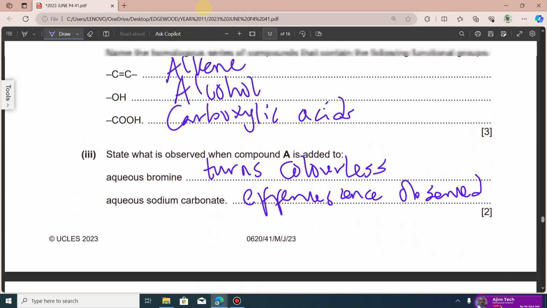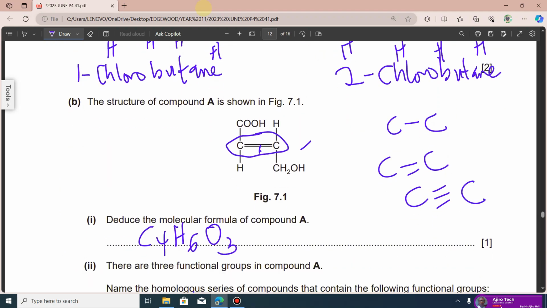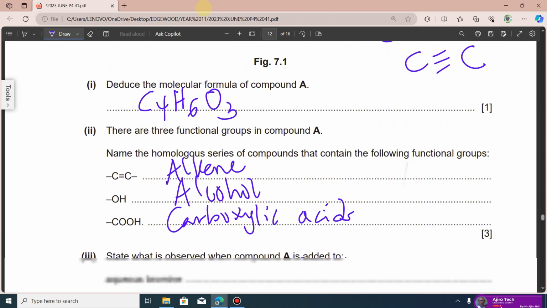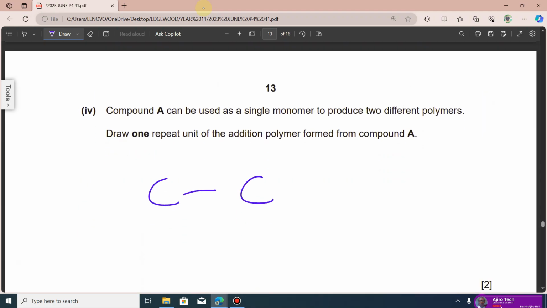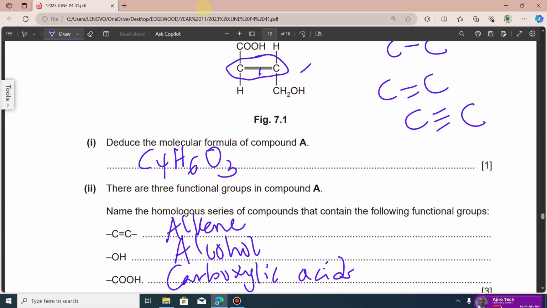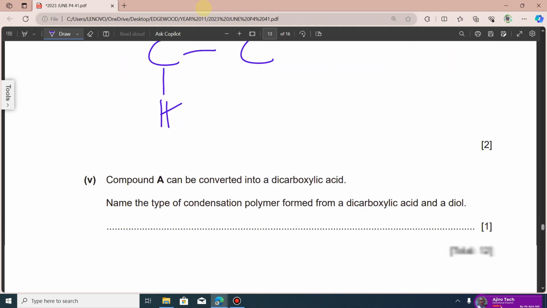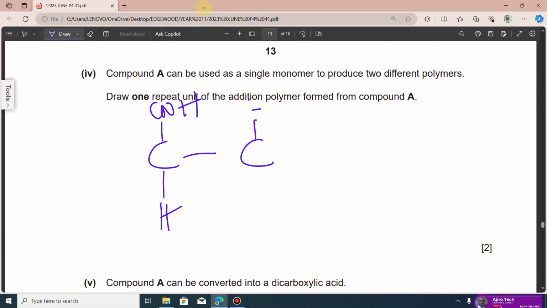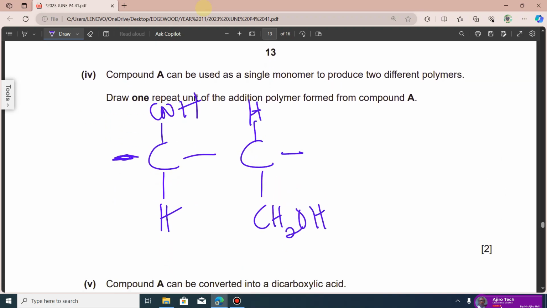And then we go back again to look at the functional groups attached. So COOH. So on top here we have COOH. And then we have H here. And then here we have, let's see, H and CH2OH. So H and then CH2OH. And then to show that it's a repeat unit, we add the bonds. So this is what is expected in this question.